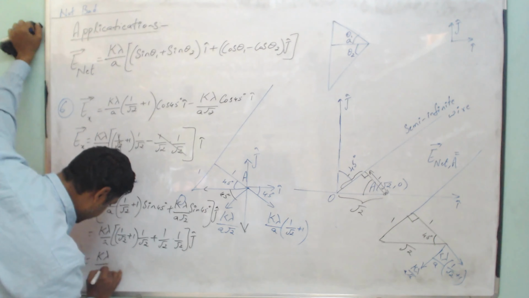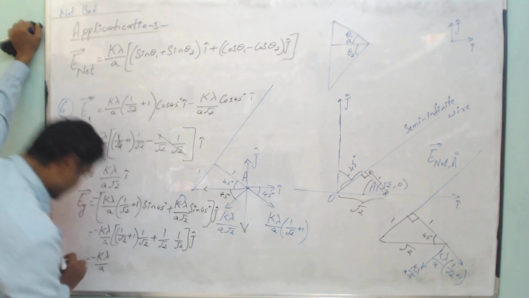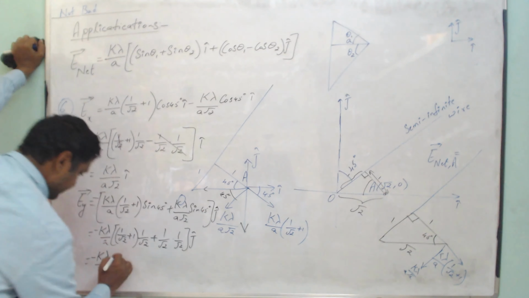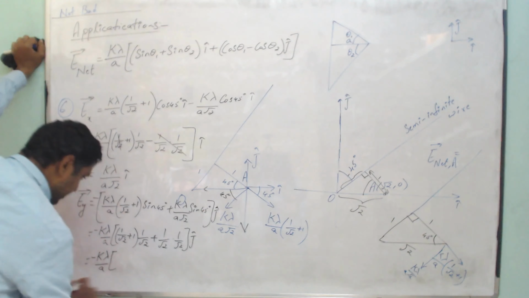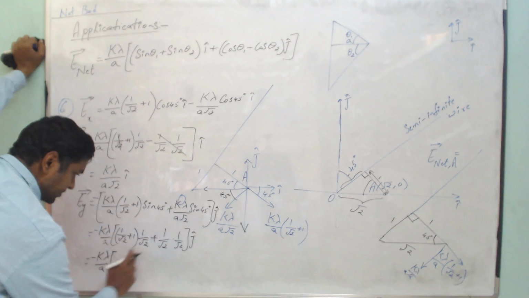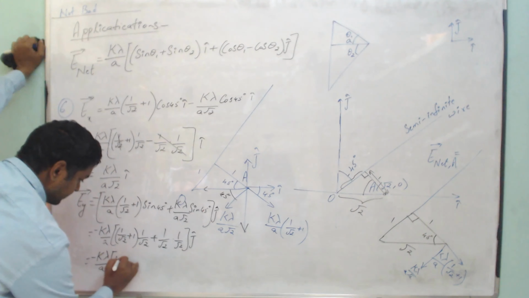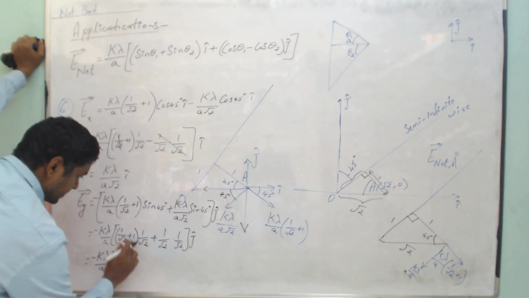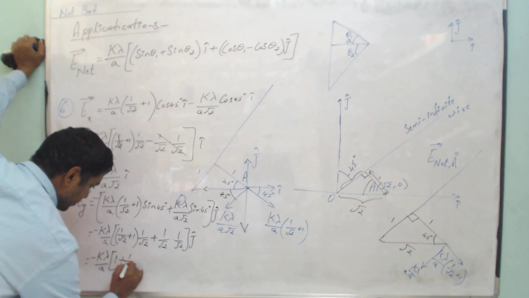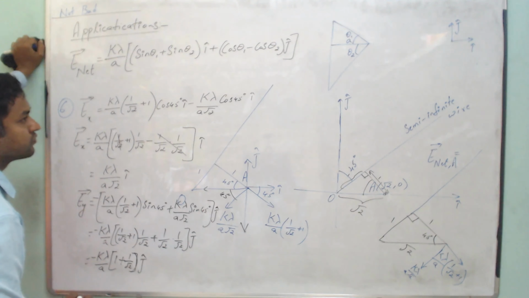K lambda by A, minus, by the way, the minus sign is there. Minus K lambda by A. This 1 by root 2 into 1 by root 2 is half and this is also half. So that becomes 1 plus 1 by root 2, and I have J cap. Is this clear? Yes, sir.